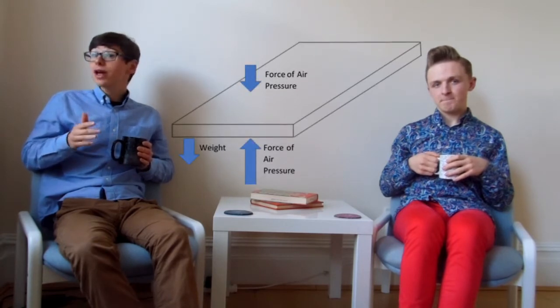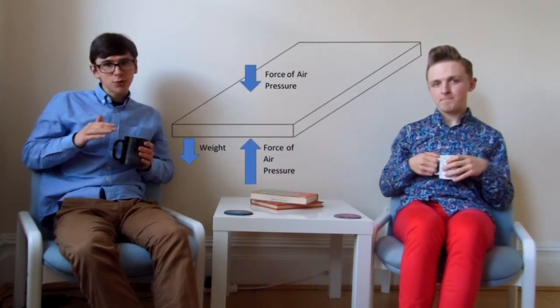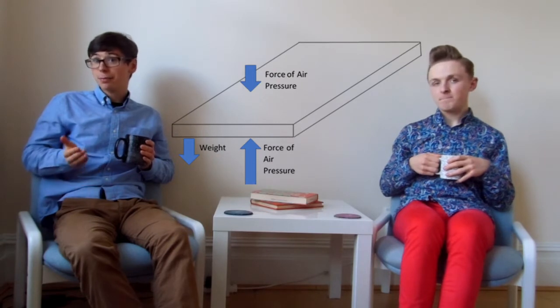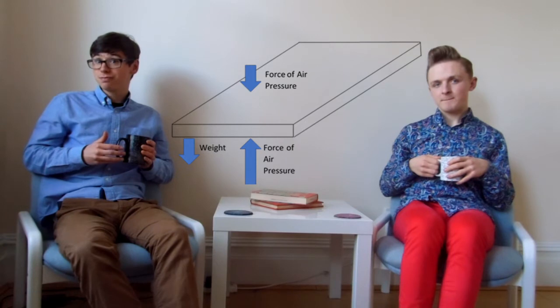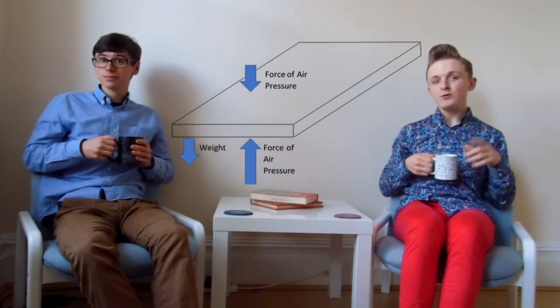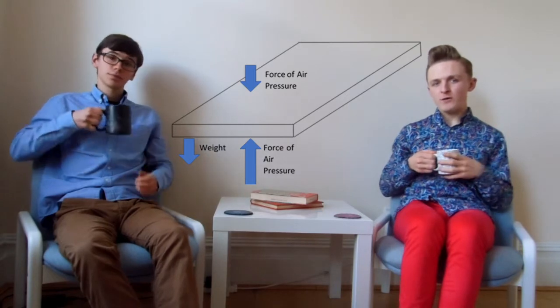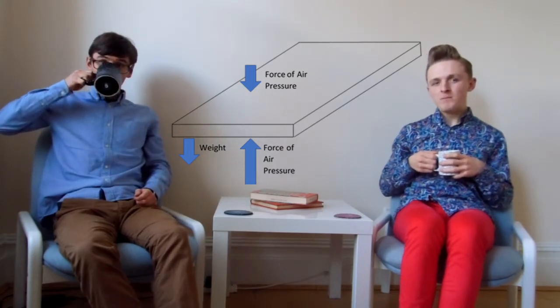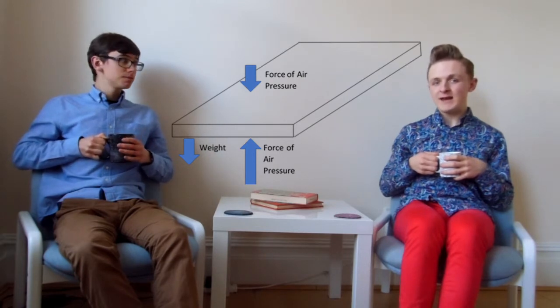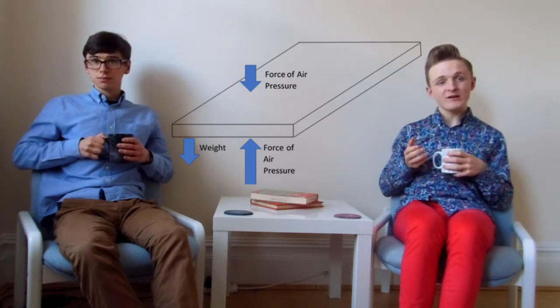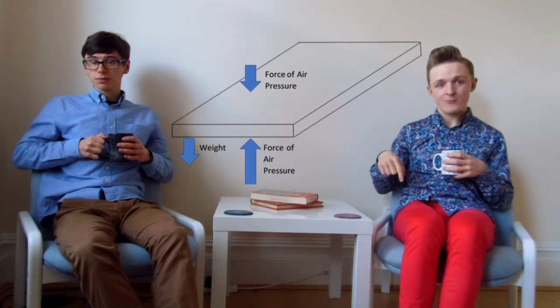Consider a slab of air in the atmosphere. There are three main forces acting on it. Its weight acting downwards, the force of air pressure from below acting upwards, and the force of air pressure from above, different to the pressure from below, acting downwards. Now, from Newton's first law, we know that the forces acting downwards must balance the forces acting upwards in order for the slab to be in equilibrium, meaning it's not accelerating up or down.